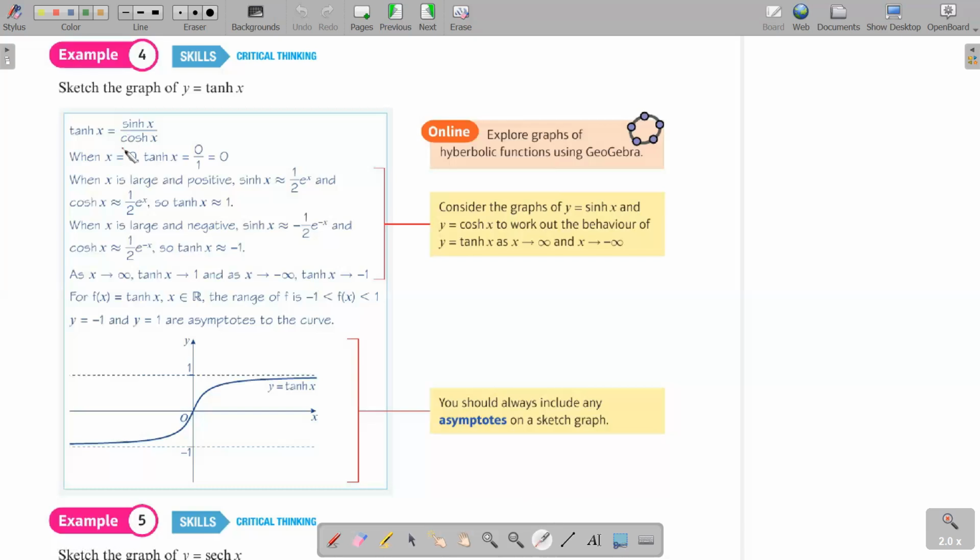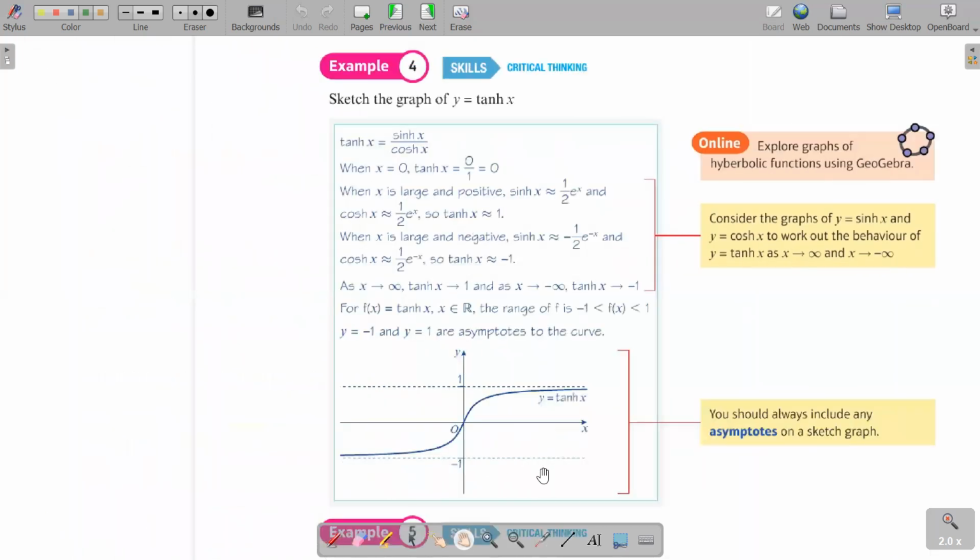So guys, they have said here tanh x is sinh x over cosh x. We know that, right? What they've done here is they've considered some critical points and tried to construct the graph using those critical points. Some of the main things they've checked are what happens to the graph when x is large and positive, then what happens when x is large and negative, and the next critical point, what happens when x is 0. Based on those, they've tried to construct the graph. So let me show you how it's done.